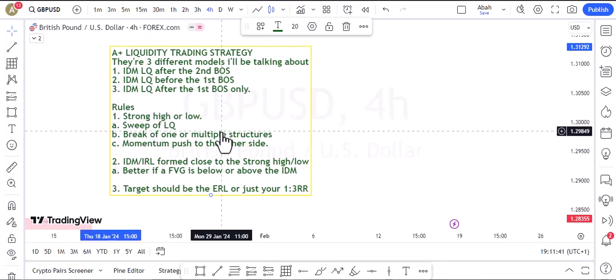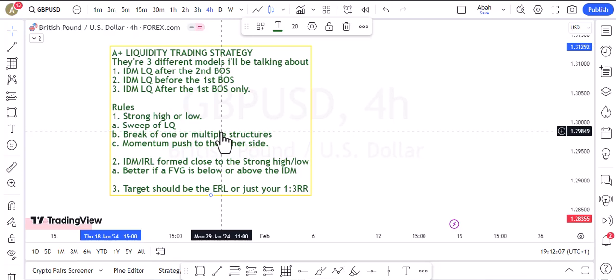Rule number two: there must be an inducement or internal range liquidity. And rule number three: it needs to print for you a target. Why I added this rule number three is that the target needs to be good. Sometimes you check and then you see that the target is just going to give you 1 hour. The target for me is not good enough. You know what I'm trying to say? So it needs to give you a target that is good enough for you to risk your money on.